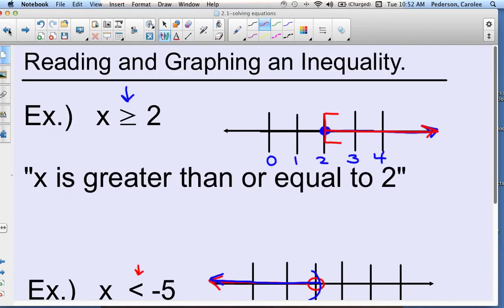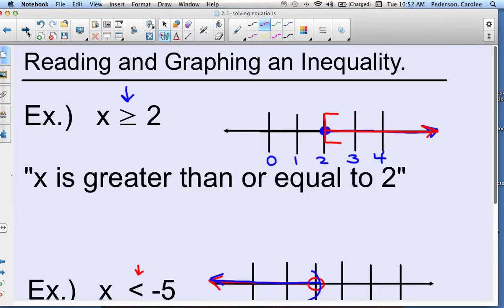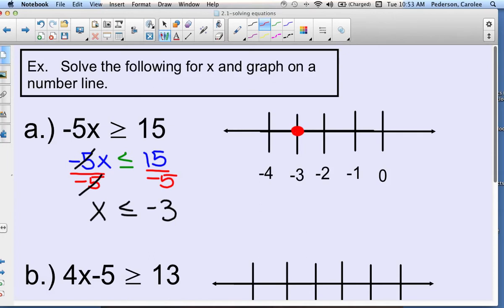If you remember from this slide in the green, when you multiply or divide by a negative number, the inequality is going to flip directions. So we have to change this inequality's direction so it is less than or equal to. Now we can go ahead and simplify it. -5 divided by -5 cancels. We have x is left, and then less than, and then 15 divided by -5 is -3. Now we can go ahead and graph it. So it is x is less than or equal to -3. So we're going to choose a closed circle because it can include -3, and it is less than. So we're going to the left.